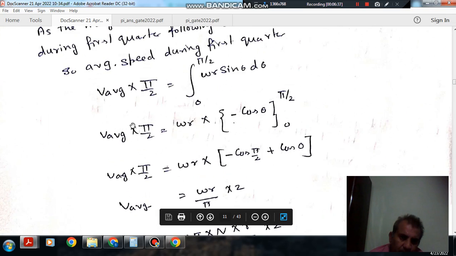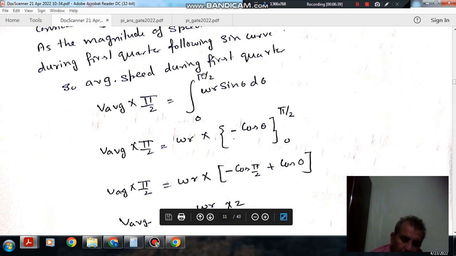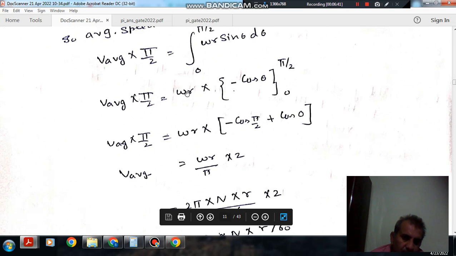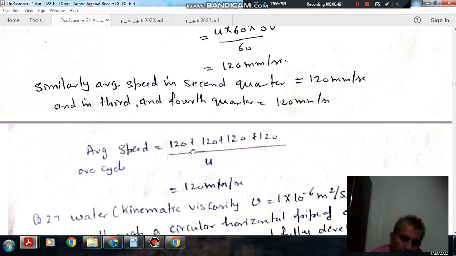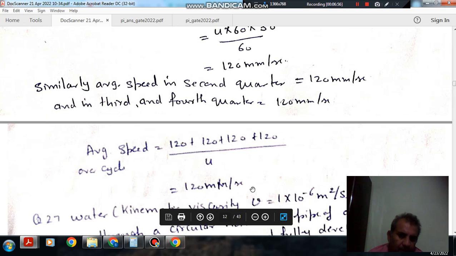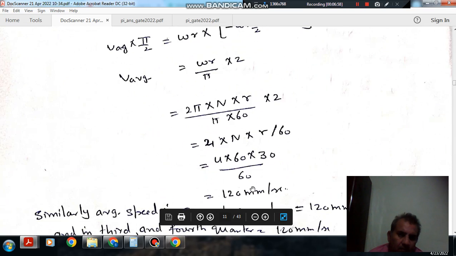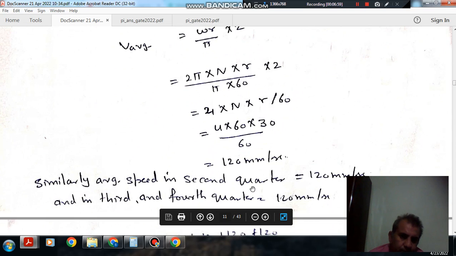So that is the average speed between 0 to pi by 2, and similarly the average speed in the second quarter, pi by 2 to pi, will also be 120, and the third quarter and fourth quarter will also be 120. So the average speed over the four quarters will be 120 plus 120 plus 120 plus 120 by 4, that is 120 mm per second. So the answer is 120 mm per second.